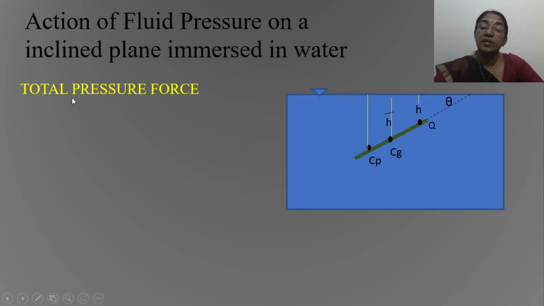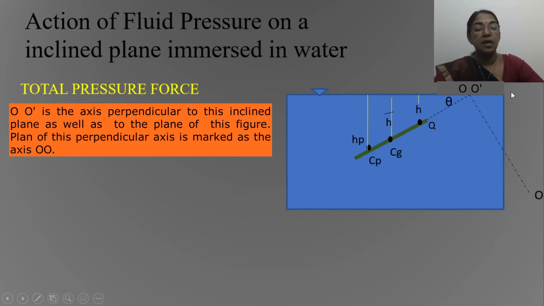Now how will you calculate the total pressure force? In order to find the total pressure force, we have to assume an axis OO which is perpendicular to this inclined plane. With respect to this axis OO, this plane is vertical. With respect to this axis OO, the positions of Q, the center of gravity and the center of pressure are marked as Y, Y bar and YP.